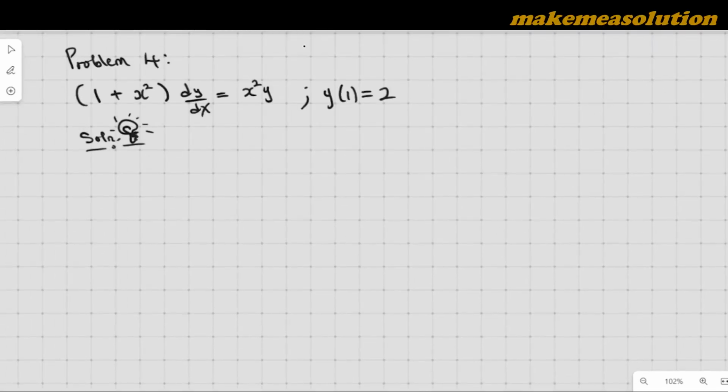Alright, we're given this particular problem and we want to solve for the solution of this particular problem. Definitely you agree with me that this is an IVP, initial value problem, because we have the differential equation given to us here, then we also have initial conditions given to us here. So let's figure out together what the solution is going to be.